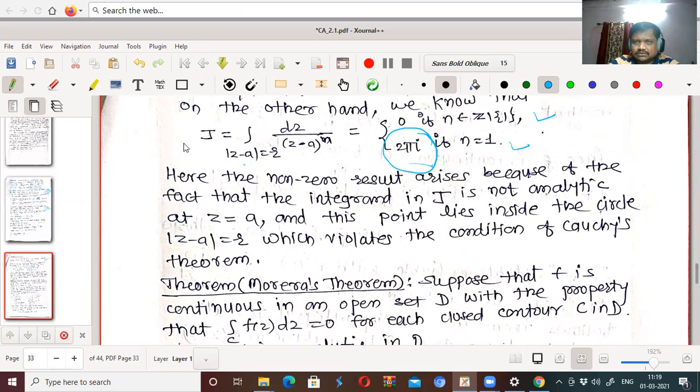And for this we obtain Cauchy's formula. By using Cauchy's formula, f n at a is n factorial upon 2 pi i times the integral over C of 1 upon z minus a to the power n plus 1 dz. Because by using this formula we will get this 0 here.